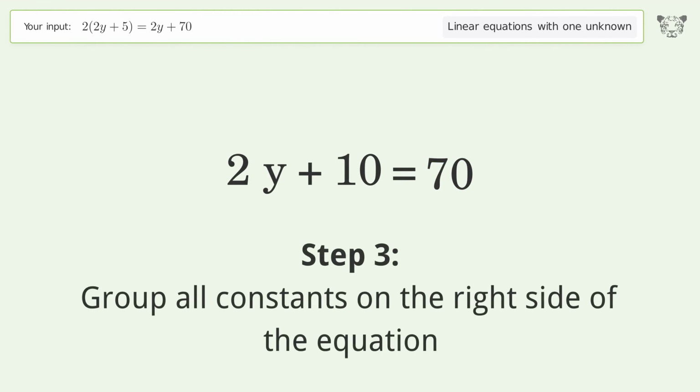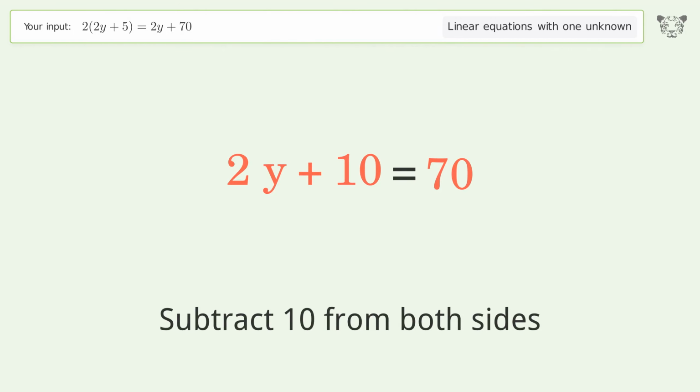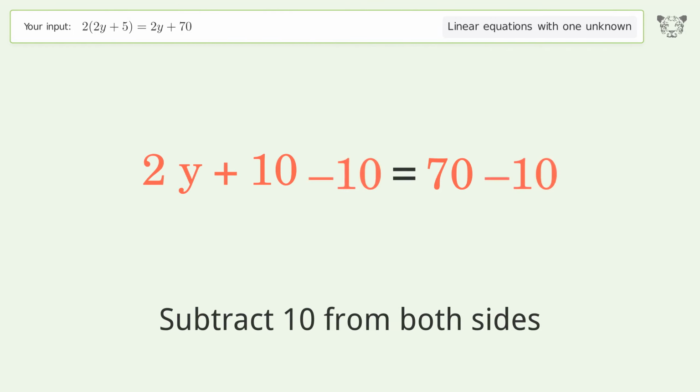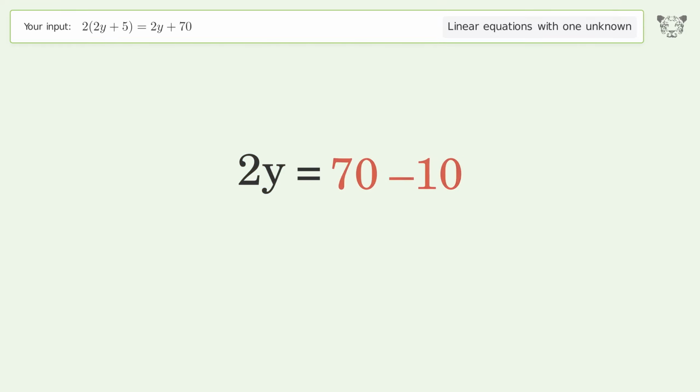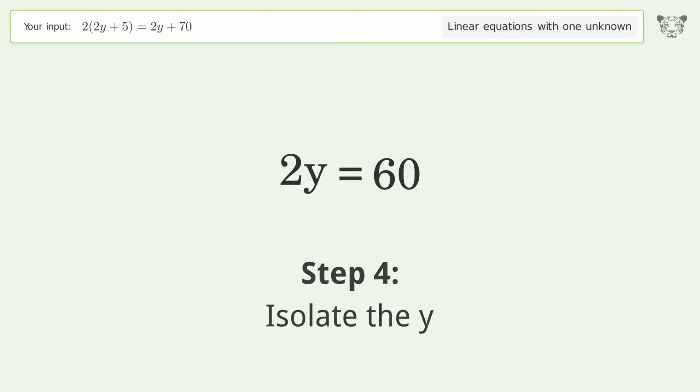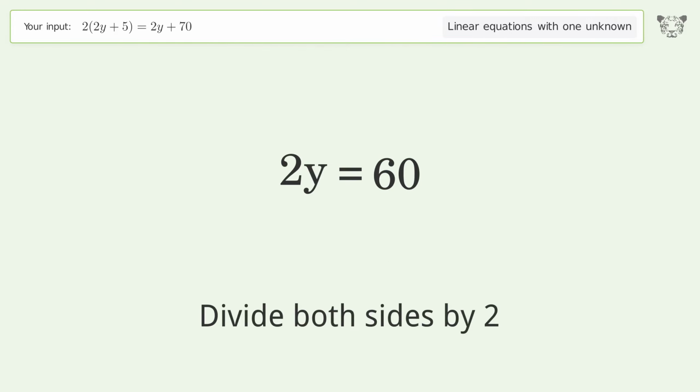Group all constants on the right side of the equation. Subtract 10 from both sides. Simplify the arithmetic. Isolate the y. Divide both sides by 2.